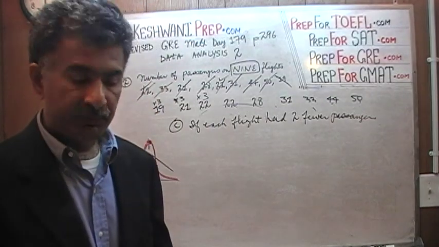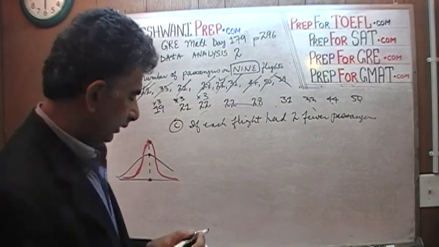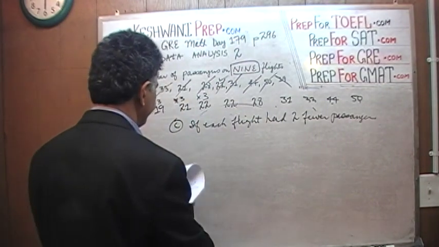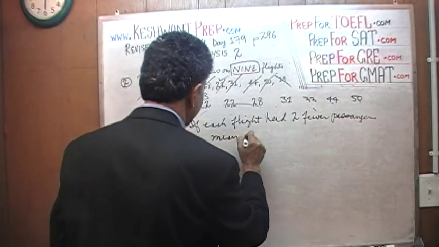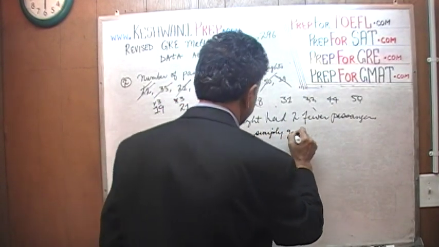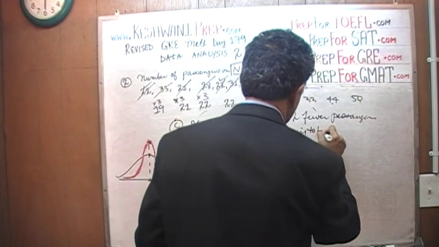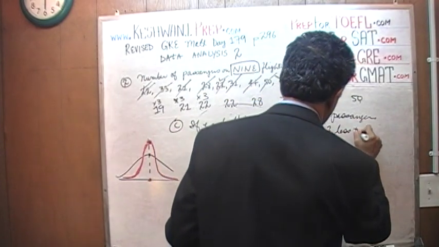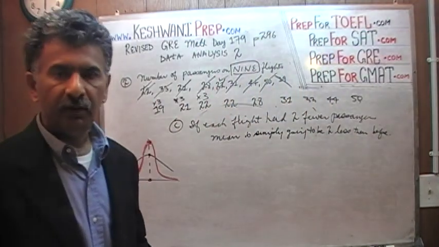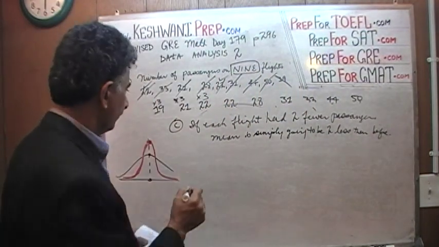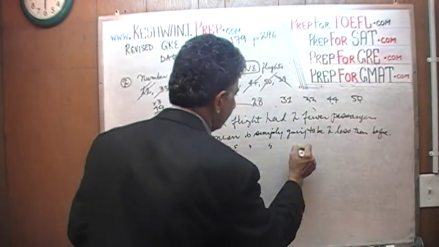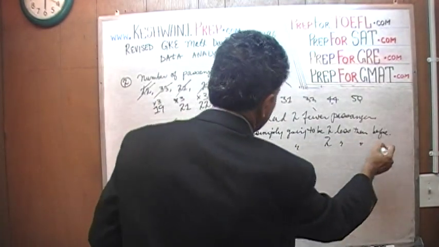So what would happen to the mean? The mean now is simply going to be 2 less than before. That's all, because every single observation is 2 less than before, therefore the average is going to be 2 less than before. Same thing with the mode. The mode is going to be 2 less than before.